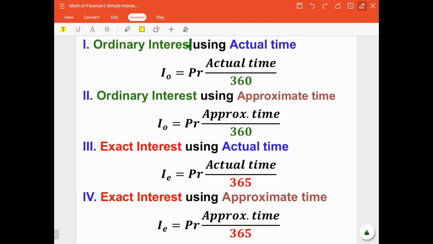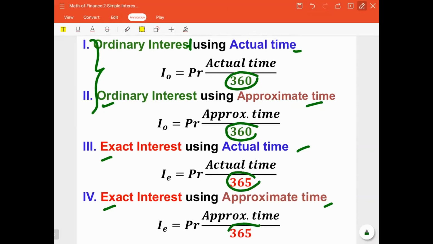Ordinary interest using actual time, ordinary interest using approximate time, third, exact interest using actual time, and fourth, exact interest using approximate time. Recall that for ordinary interest, the denominator is 360, and that for exact interest, the denominator is 365. This is the case when the time is given in days. Computing the ordinary interest using actual time is actually what we call the banker's rule. Again, this is the banker's rule.